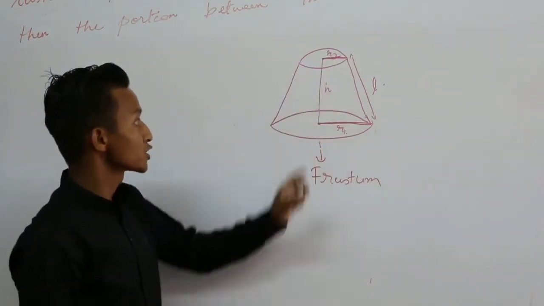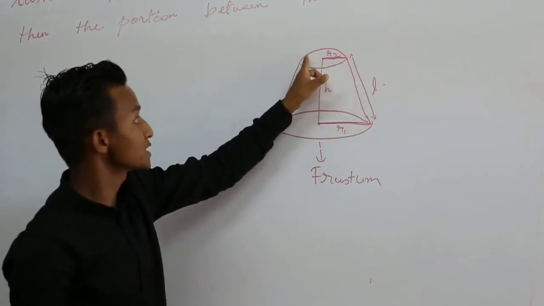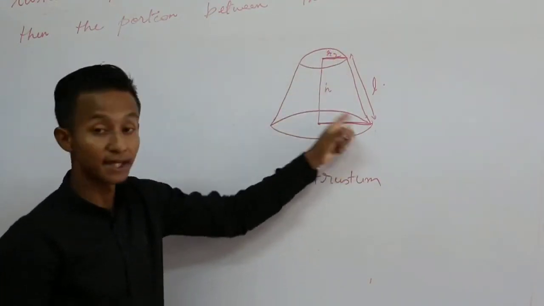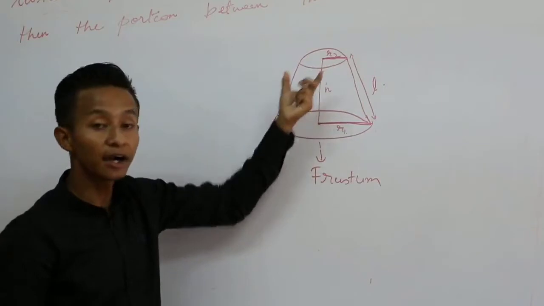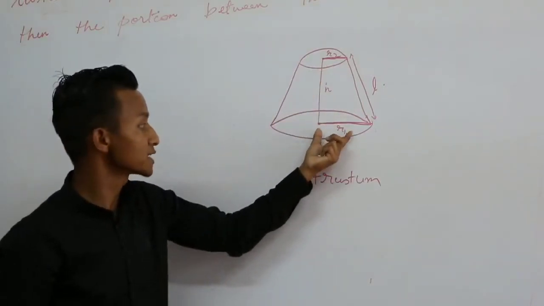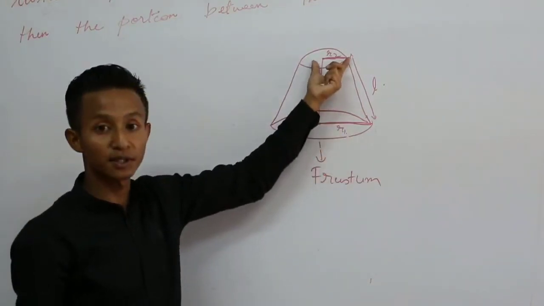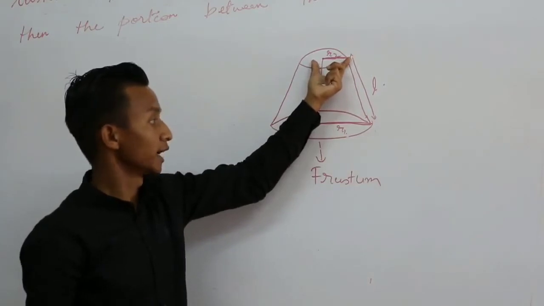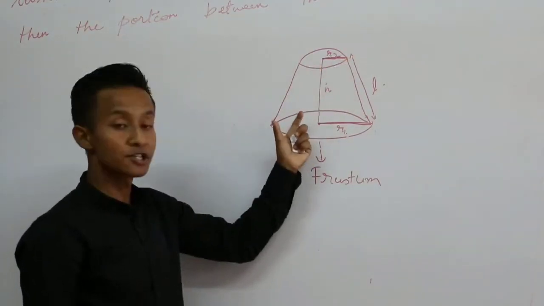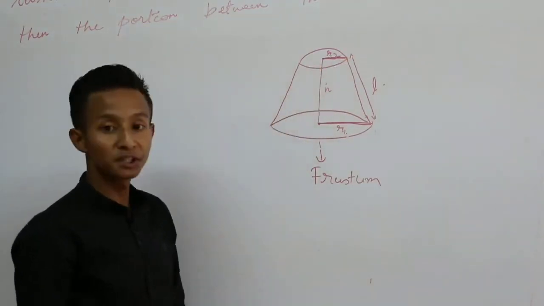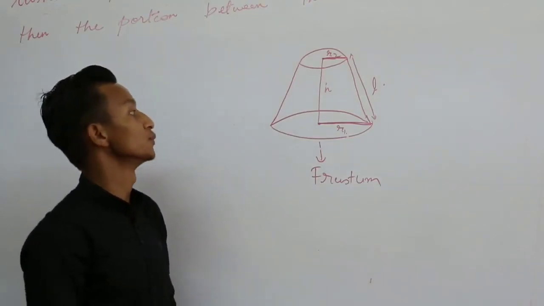So as you can see, this base is much smaller than this base, so the radii are different. I name the bigger radius as R1 and the smaller radius as R2. And also this frustum has a height. How to measure the height of this frustum?